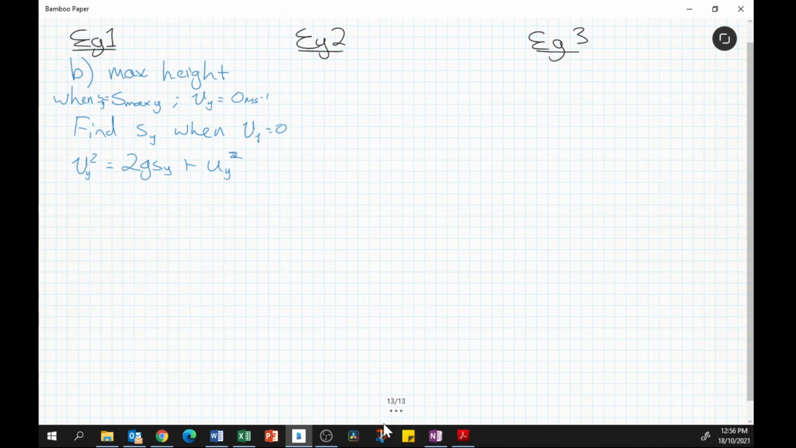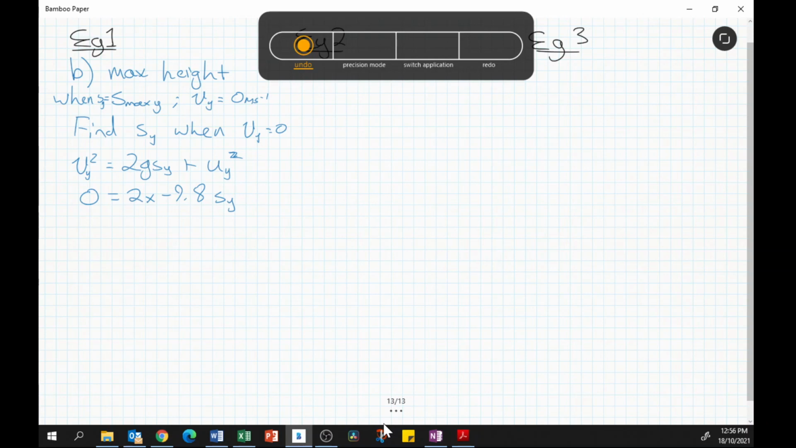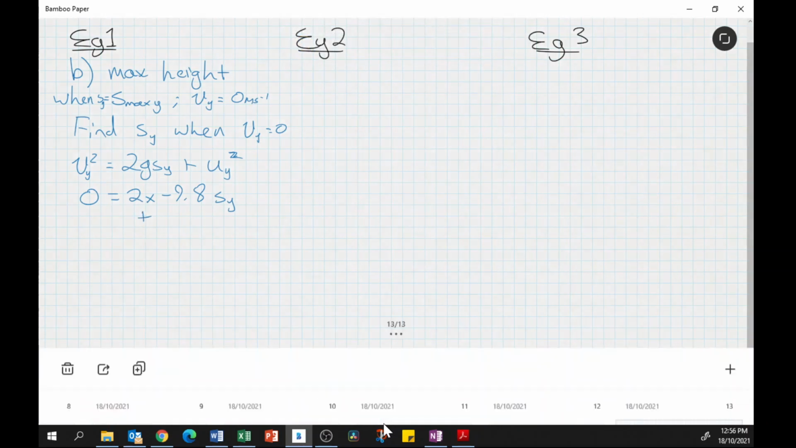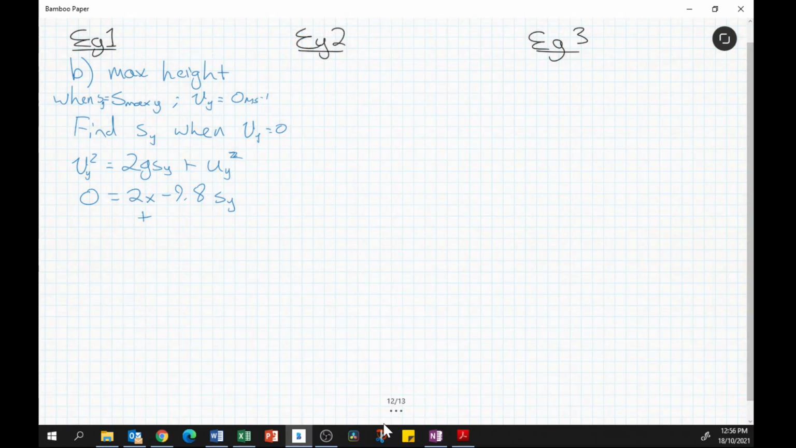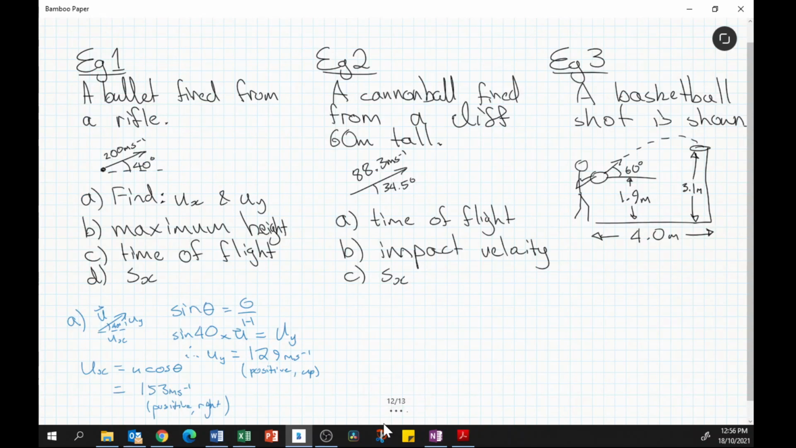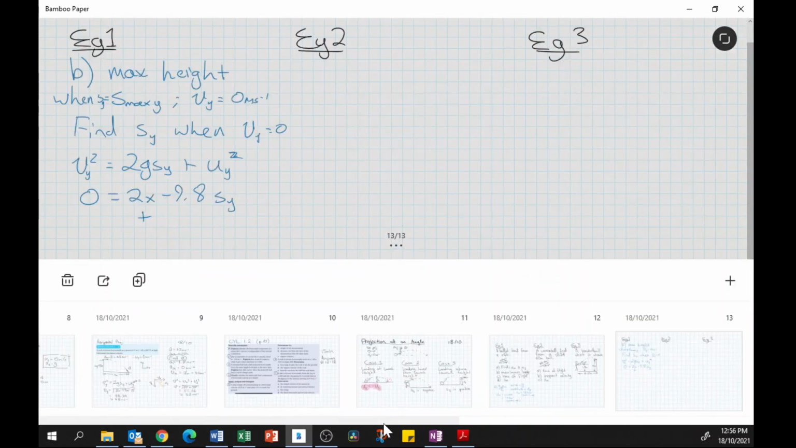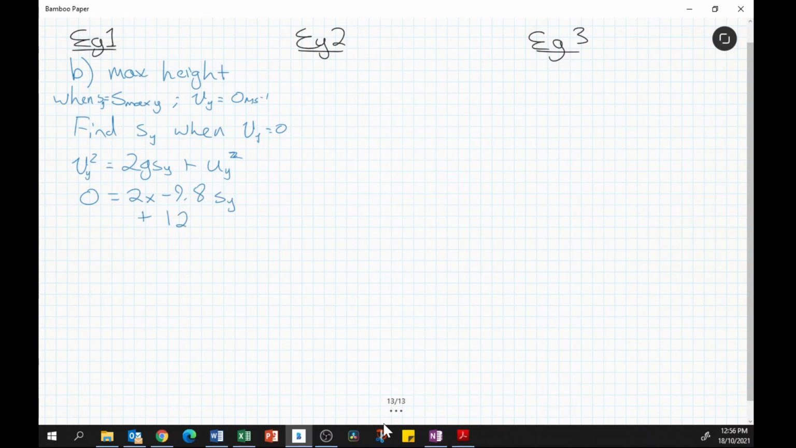Okay, so let's sub in values. We know Vy is 0, so that's 0 equals 2 times gravity, which is negative 9.8, times Sy, which we don't know. We're trying to solve for that. We know that Uy is what? What was our Uy from the previous page? 129? Yep, 129, plus 129 squared.